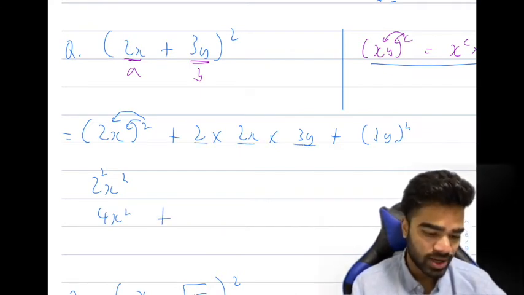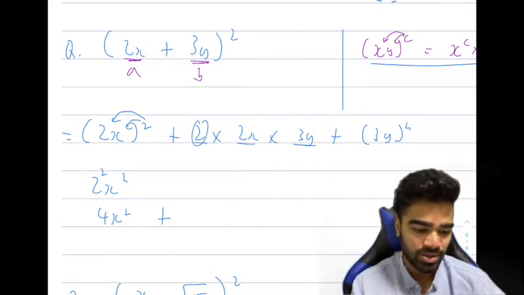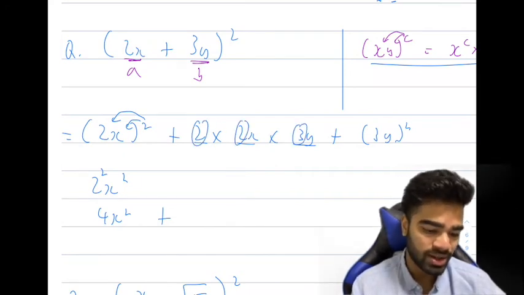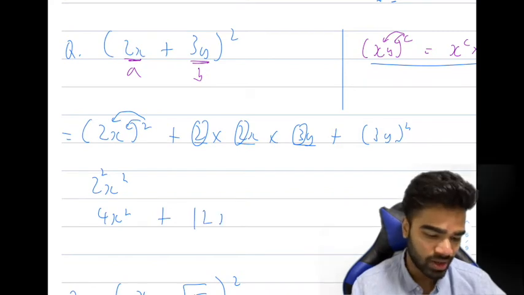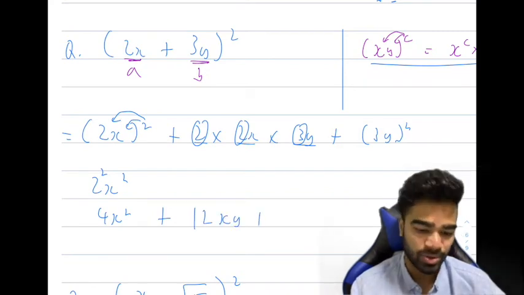Plus 2 times 2x times 3y. What the hell is that? Well, you take all the numbers and multiply them together. 2 times 2 is 4. 4 times 3 is 12. 12xy. Because x and y are always there.